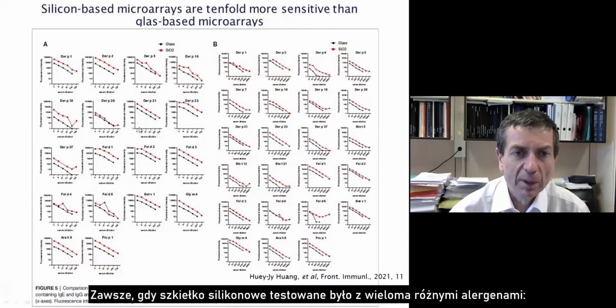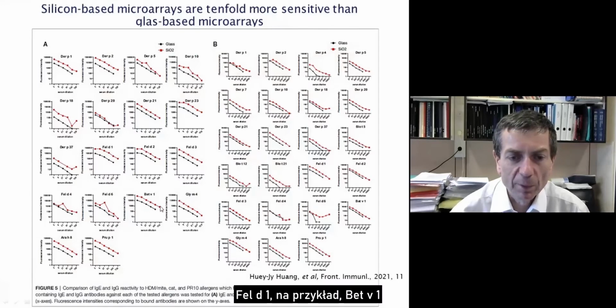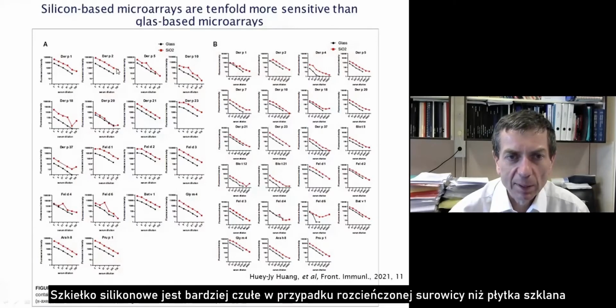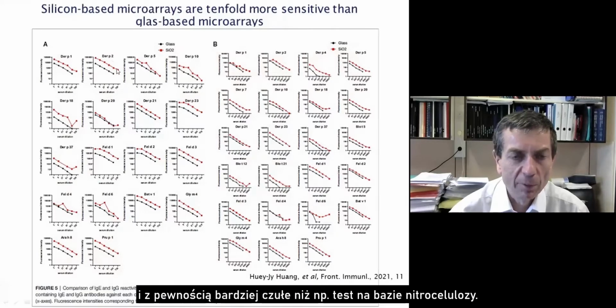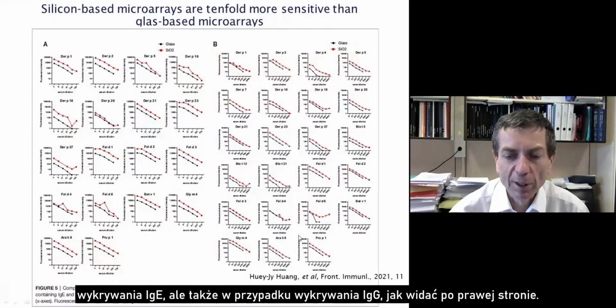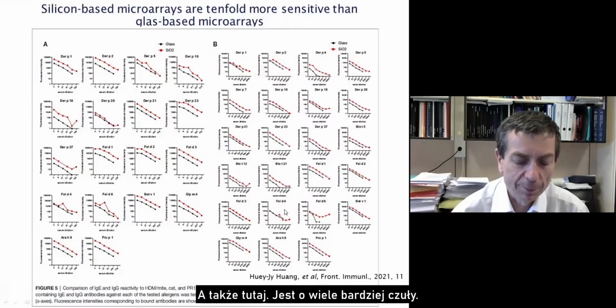Now what about sensitivity? You see here, always in red, the silicon slide, tested with many different allergens: Ter p 1, Ter p 2, Ter p 8, Fel d 1, for example, Bet v 1, and many others, and always you see the same. The silicon slide is more sensitive when you dilute the serum than the glass slide, and surely more sensitive than, for example, a nitrocellulose-based assay. And it works, as you can see, not only for IgE, but also for IgG detection. As you can see on the right-hand side, and also here, it is much more sensitive.